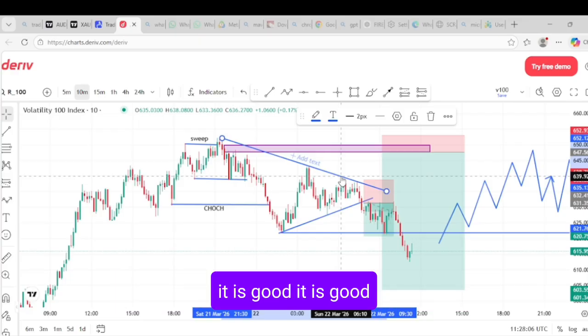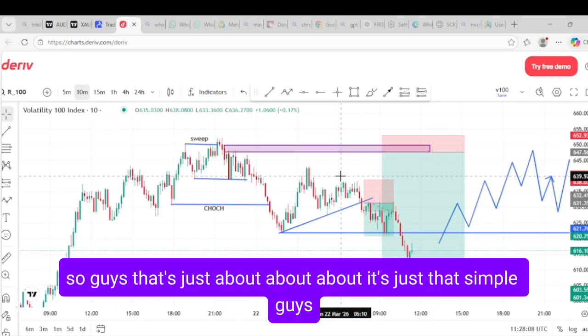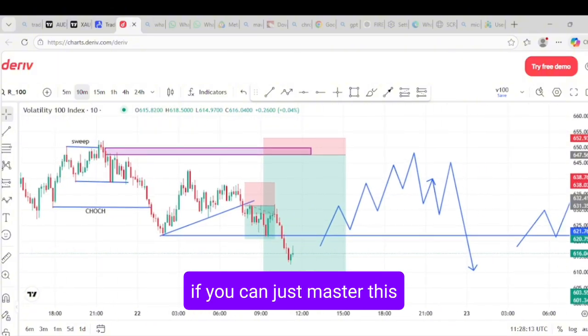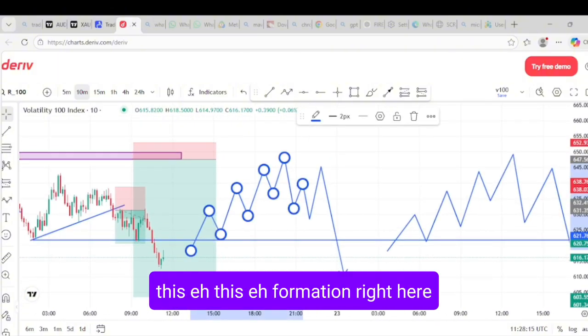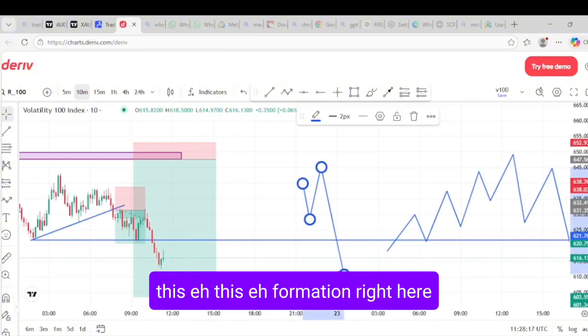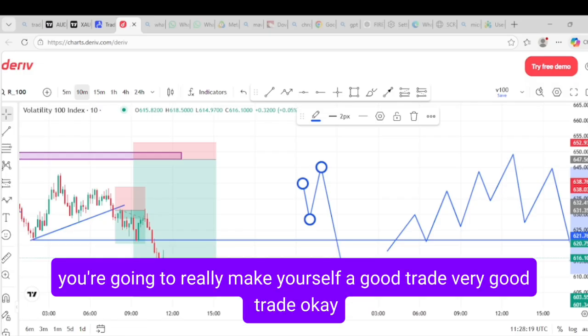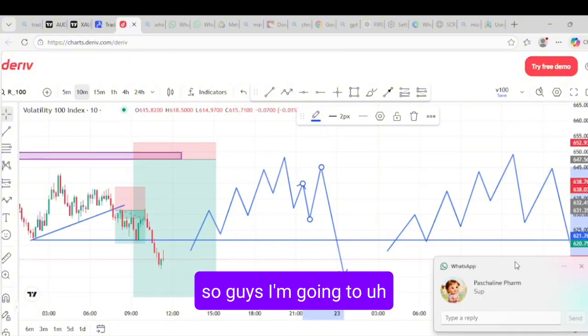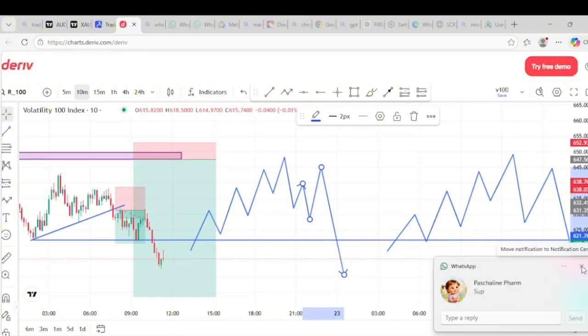It is good. All right. So guys, that's just how simple it is. If you can just master this formation right here, you are going to really make yourself a very good trader. Okay, so guys, I'm going to end it right here.